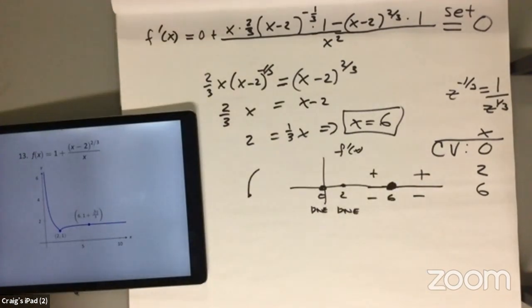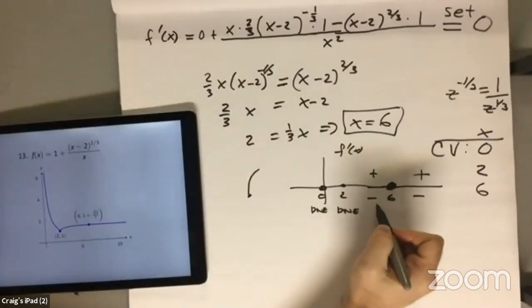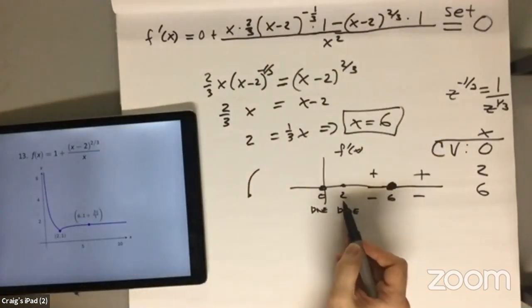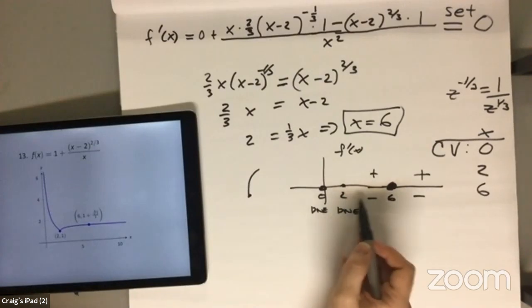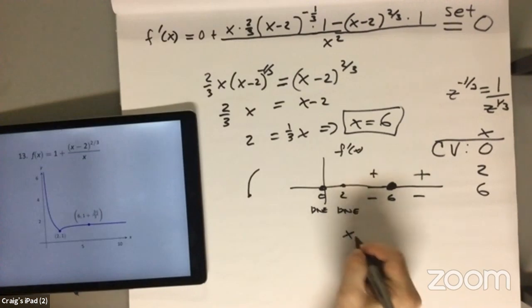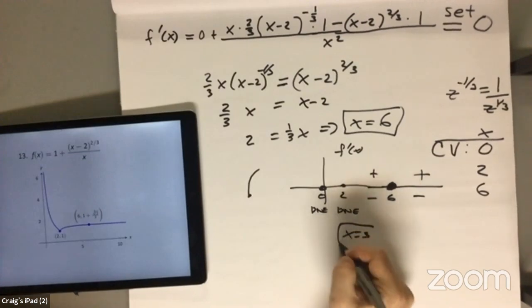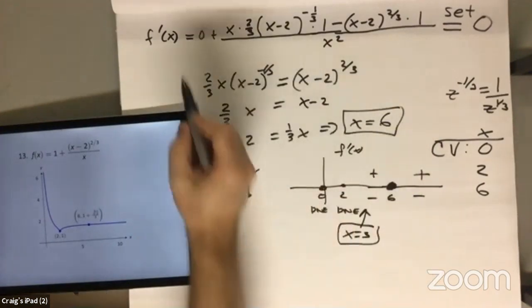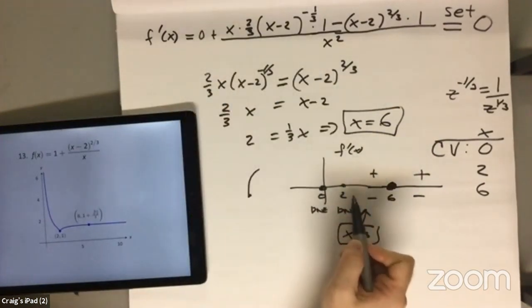Okay, so I just need to check this question. Is it positive or negative here from 2 to 6? Is this stuff positive or negative from 2 to 6? So I could put in x equals 3. It is a good choice here. If I put in x equals 3 to test, I'll find out whether the derivative here is positive or negative.